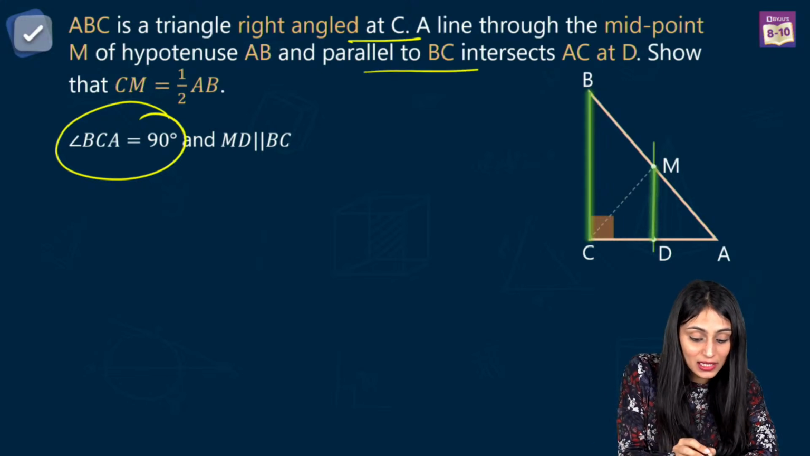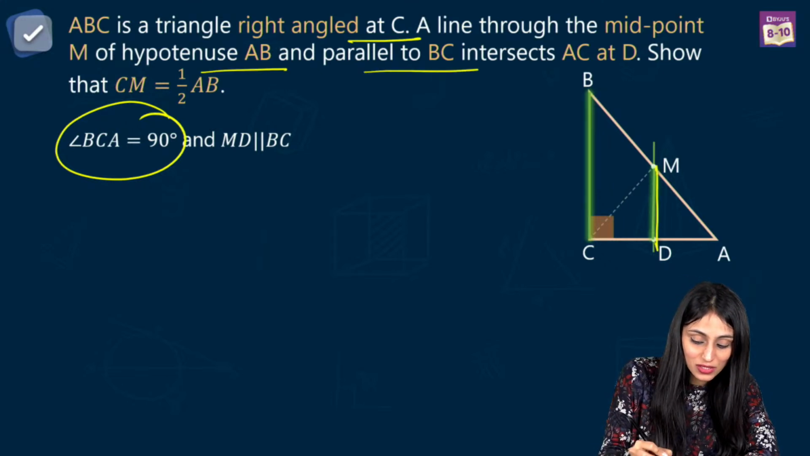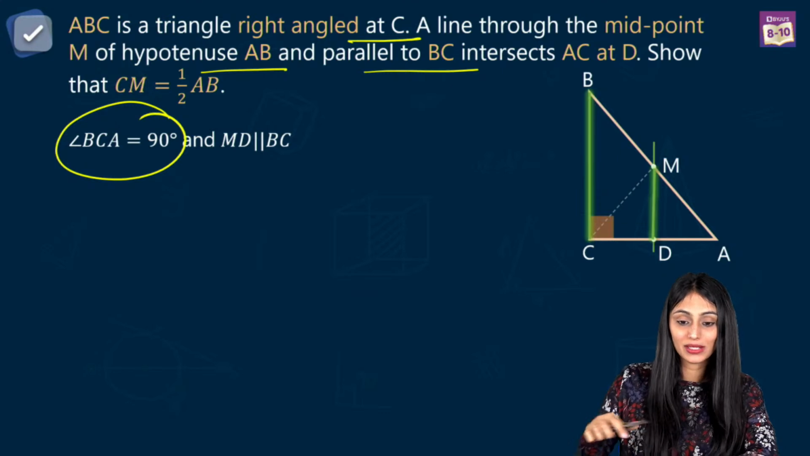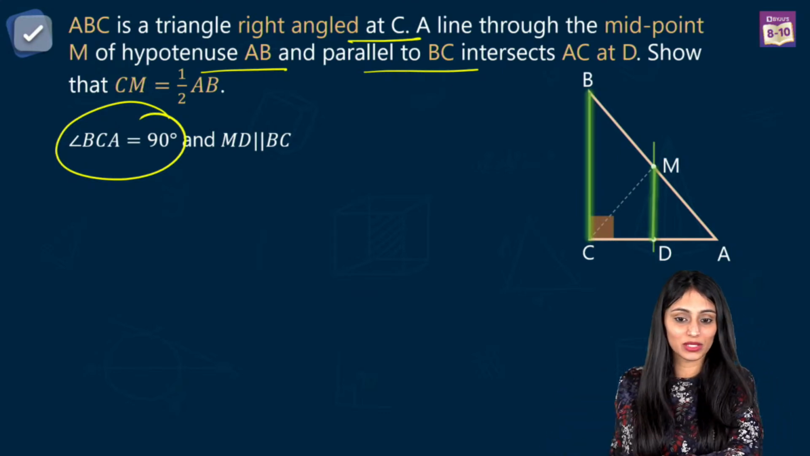Question says it is parallel to BC. This line is parallel to BC. So this MD and BC are going to be parallel. You can see the highlighted lines in green.